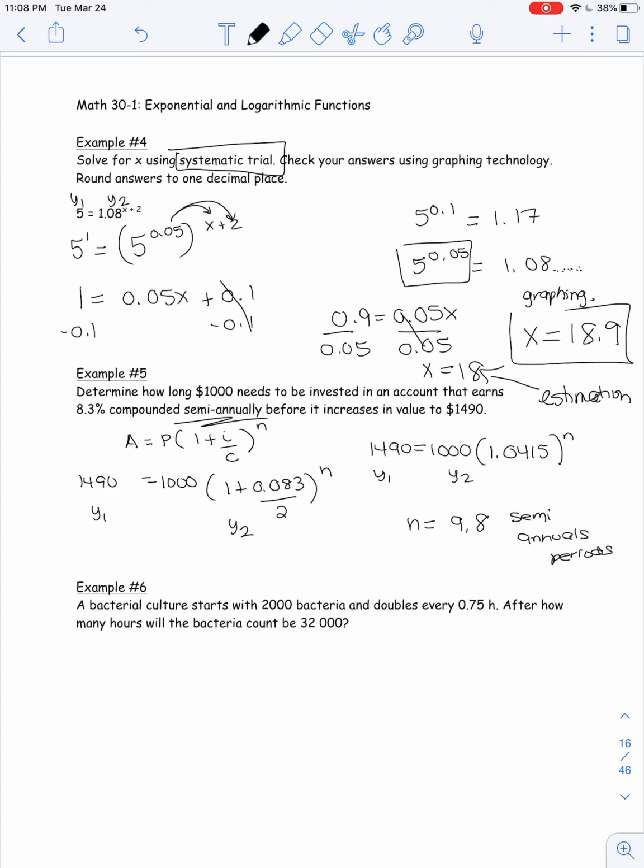Number 6, it says a bacteria culture starts with 2,000 bacteria.